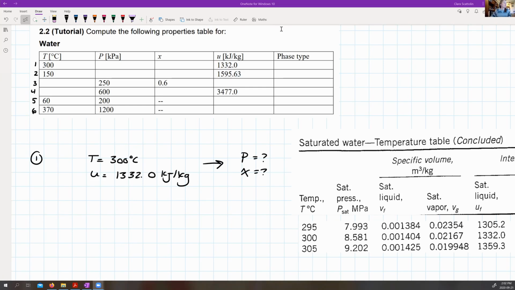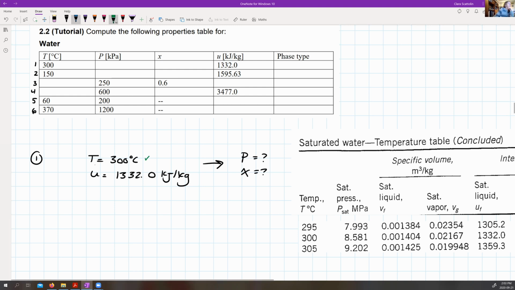So now, next we're going to do some property table questions. I numbered each line here, and I always break down my question into my knowns and my unknowns. If you look at the first line, my temperature is known. I'm at 300 degrees C, and U is total internal energy.